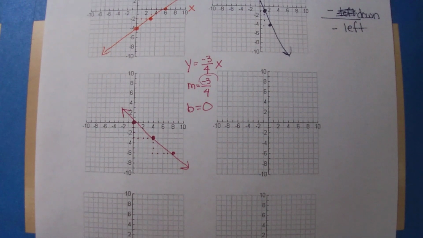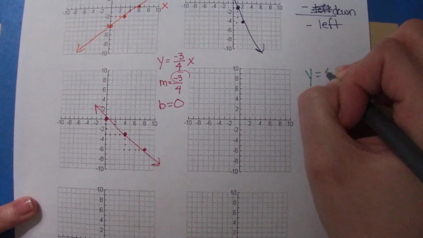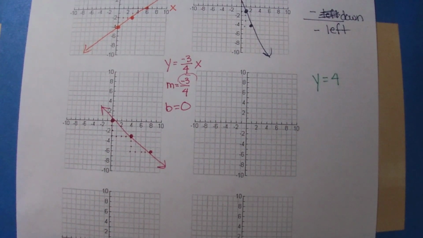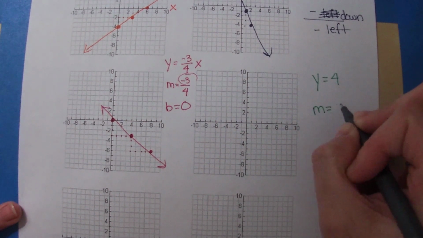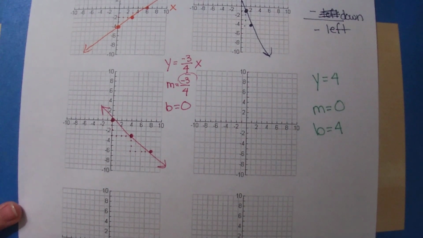Now the last one that we need to look at is maybe slightly tricky. It fits the same format though. So what if we want to graph y equals 4? We already talked about finding the m and b, right? So we'll say m is 0 because there's no x's, and b is 4.